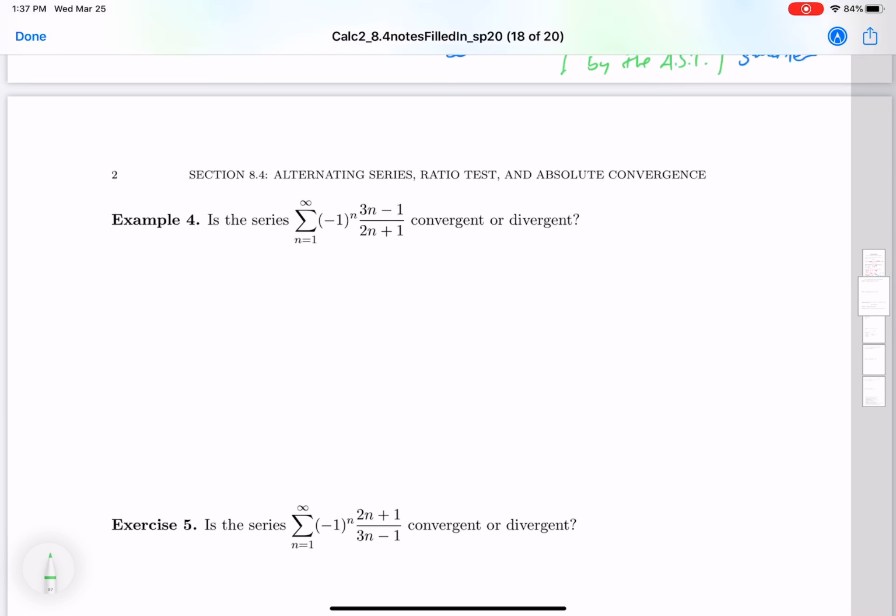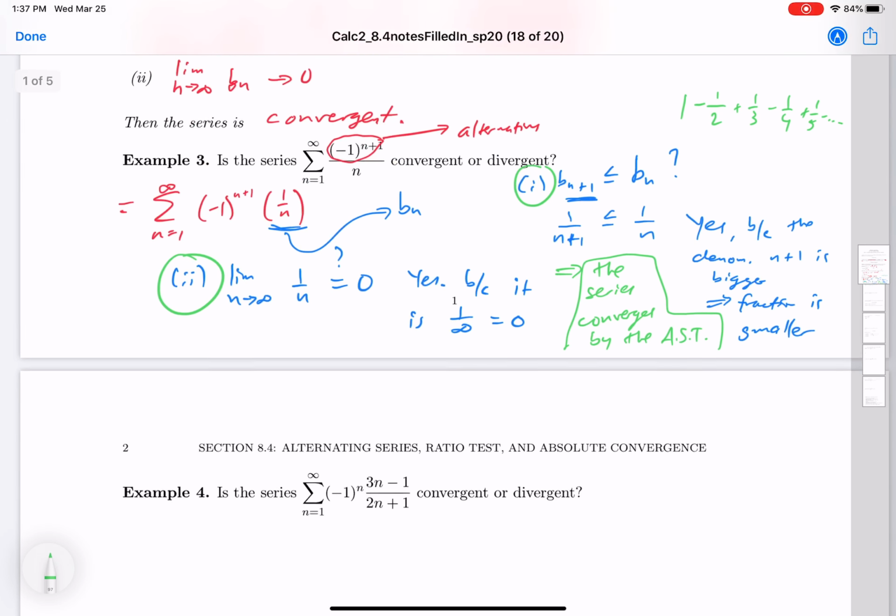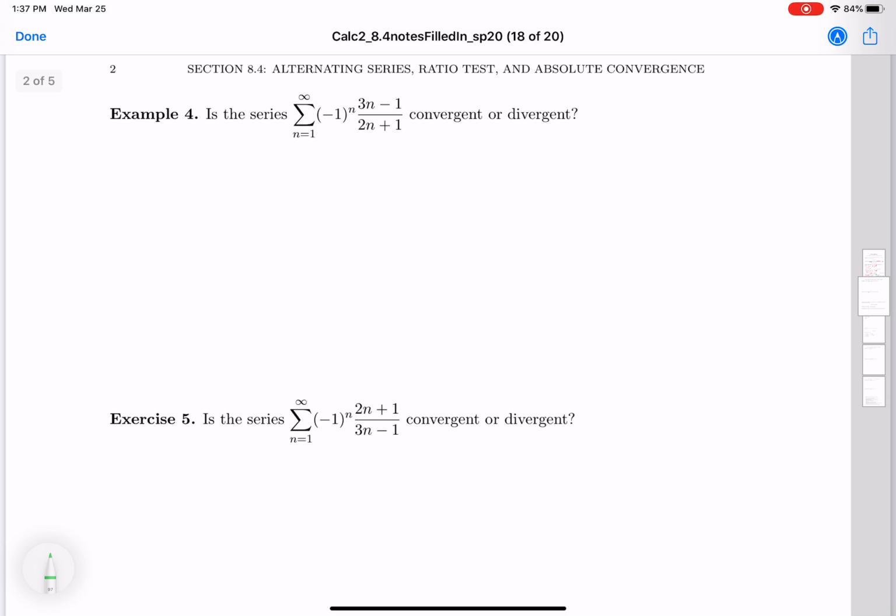Okay, we just learned the alternating series test, and we did one example that was in fact convergent. And now we're going to do another one and see if it's convergent or divergent. So first I'm going to look at, is this increasing or decreasing? It's kind of hard for me to tell. It's definitely an alternating series because we got that -1 to the n. And then the question is, is it going to be increasing or decreasing?